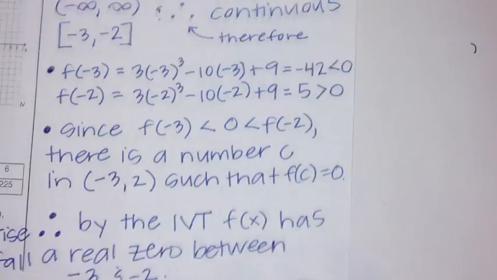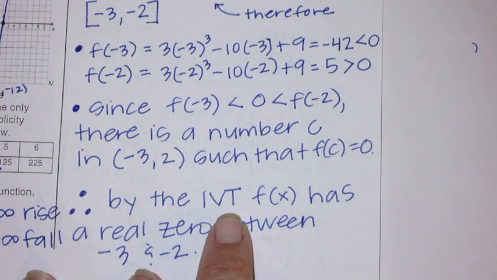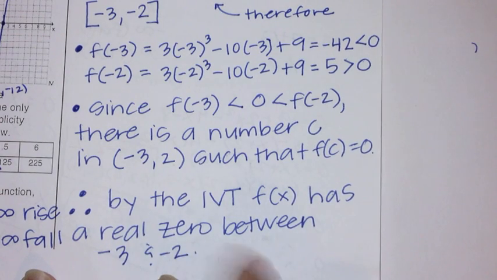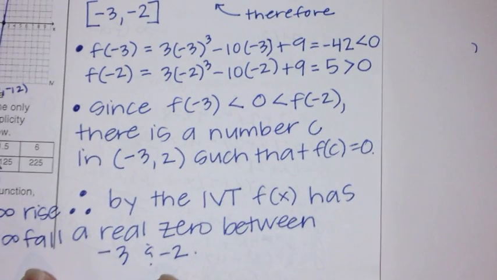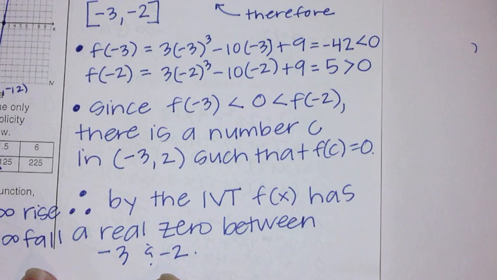And then the last piece of this is to say, therefore, by the IVT, f of x has a real 0 between -3 and -2. And the reason why you need that statement is because you're using that theorem. So because you met all the conditions to use the theorem, you're going to tell your grader that you used it and used it properly, and therefore there has to be a real 0 between those two.